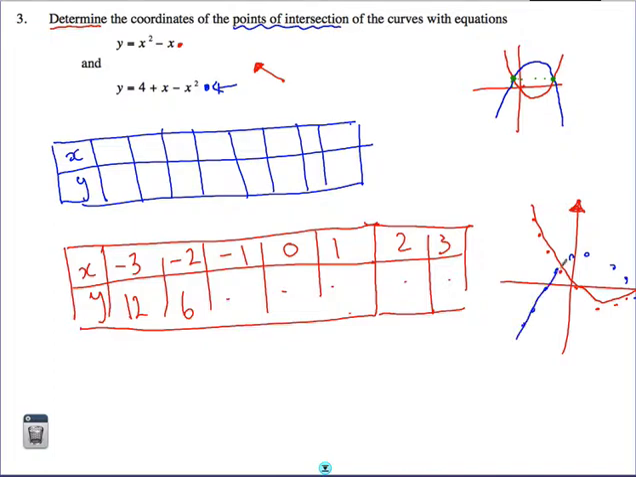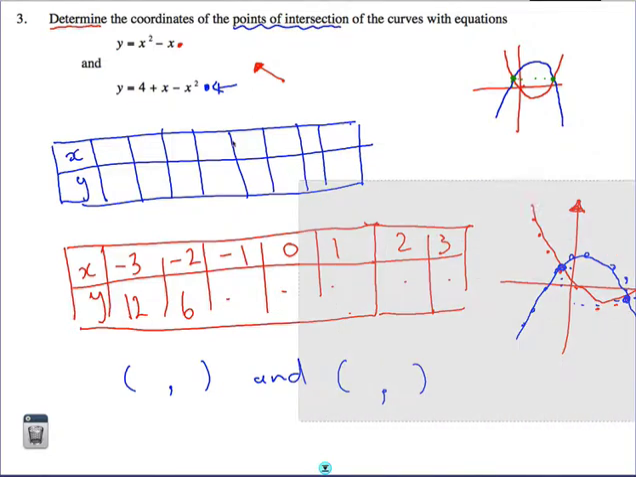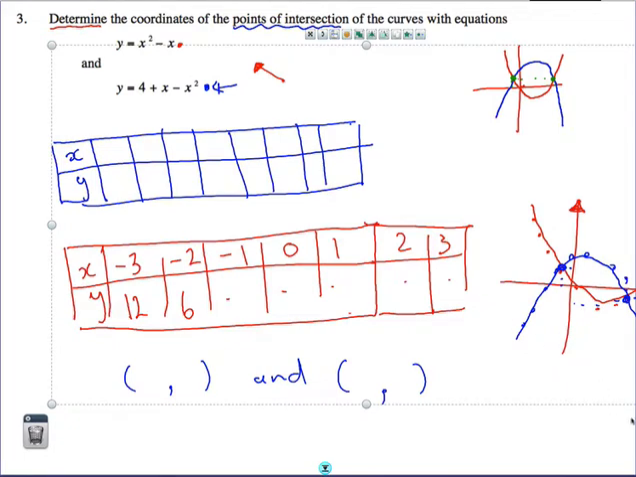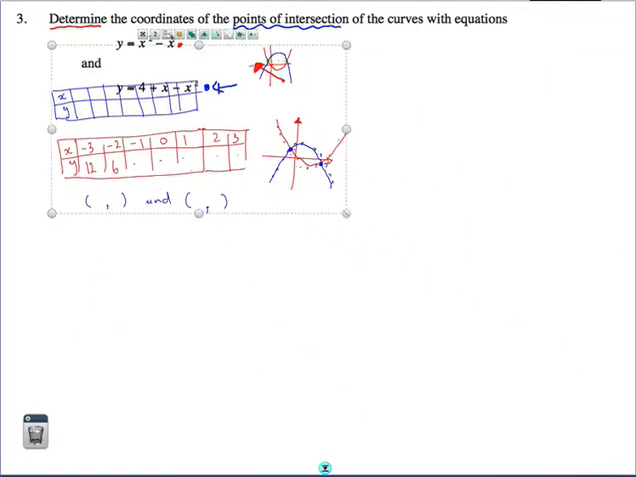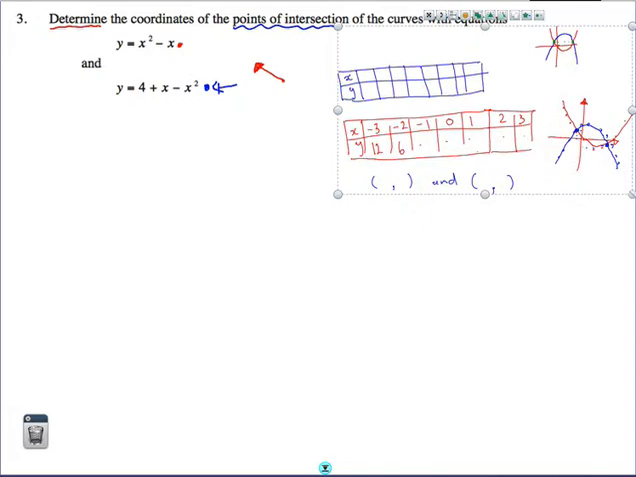and do a quick sketch, and then from your graph literally write down the 2 pairs of coordinates, so it would be these coordinates and these coordinates, and that would be your solution. Or you could do what I would do and solve it using algebra. So let's do it. Let's use algebra to solve this question.